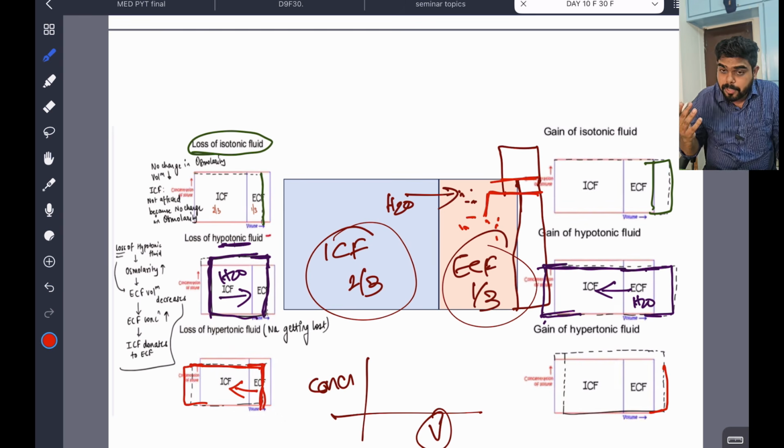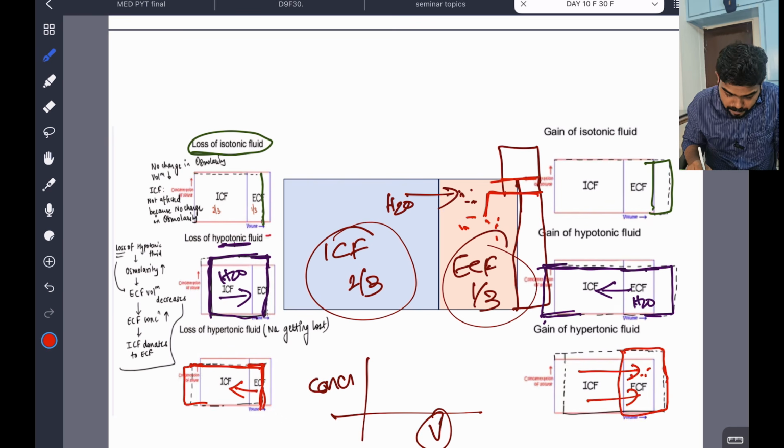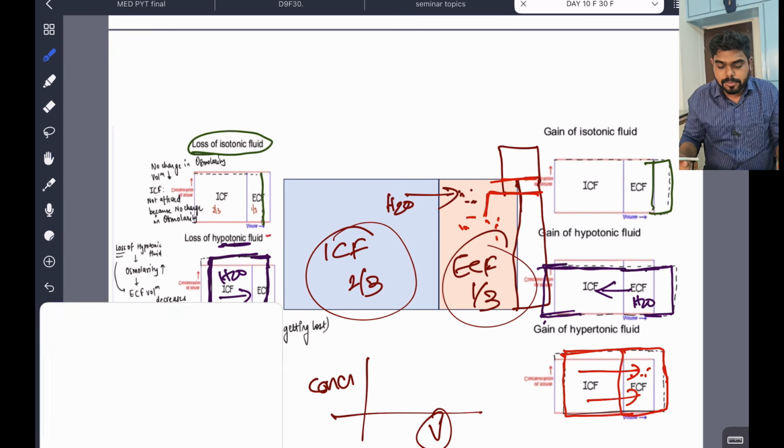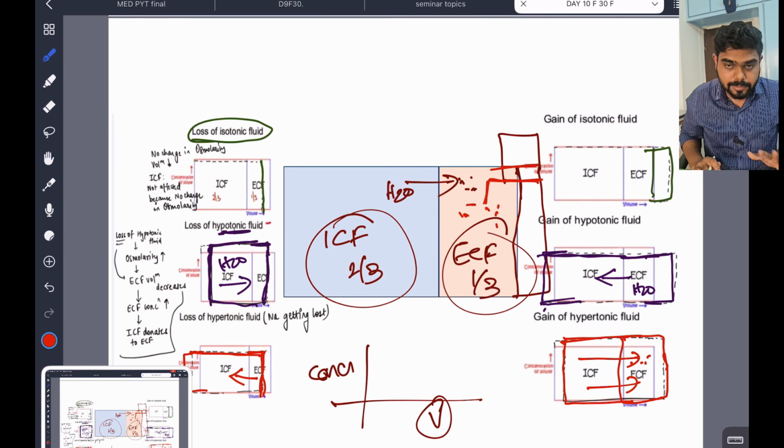And the last one, gain of hypertonic fluid: definitely the volume increased here, and the osmolarity also increases. Clear. And what happened here? So many solutes are there, hypertonic, so water or fluid will shift from ICF to ECF. The volume decreases here. Because the water is escaping from here, the solute becomes more concentrated, more osmolar, and the osmolarity increases. This is a summary of the diagrams. Clear. Okay, done.